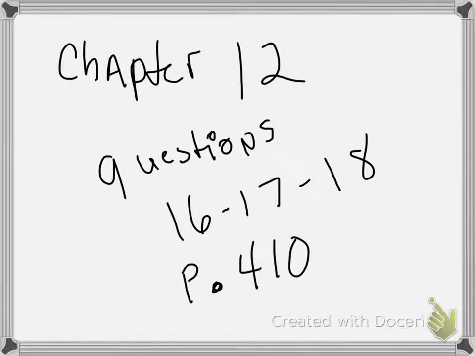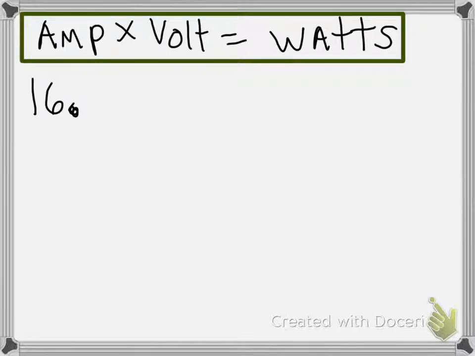Okay, so this video is going to do Chapter 12, the math problems, questions 16, 17, 18 on page 410. Alright, so question 16 asks: if a commercial solar cell with a maximum output of 2 amps times 0.5 volts costs $30, what will be the cost of a photovoltaic plant per peak kilowatt?